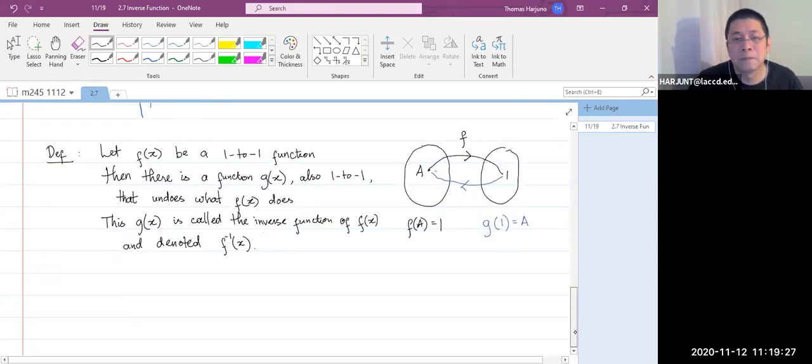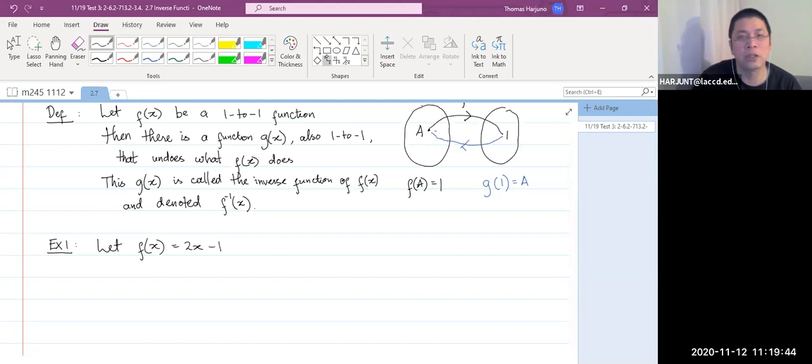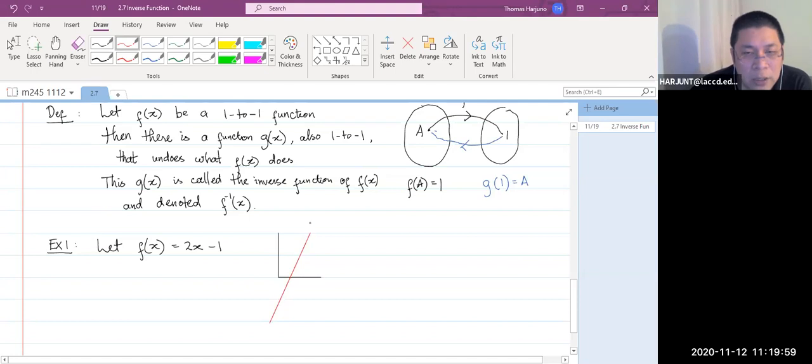Okay. Now let's practice some notation first. For example, let f(x) = 2x - 1. Now we know this function is one-to-one. Why? Because the slope is 2. It's a linear function with slope 2. Notice that it satisfies the horizontal line test and the vertical line test.